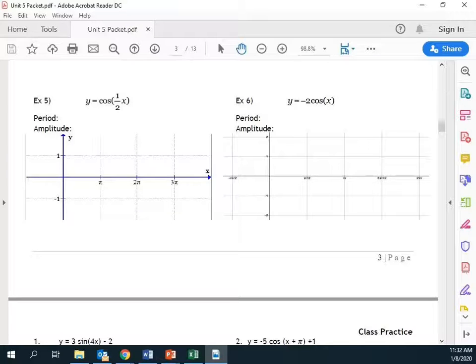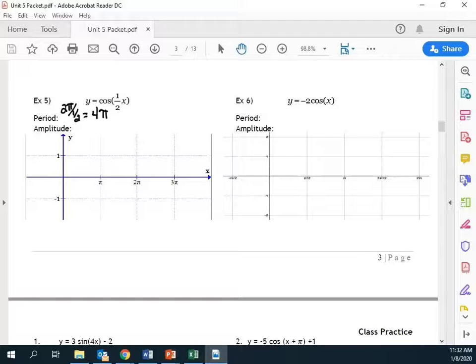So our period now, we go ahead. Now here's our new equation, cosine of 1/2 x. Use the equation again. Ooh, guess what? This time I got it. Which is 4 pi.